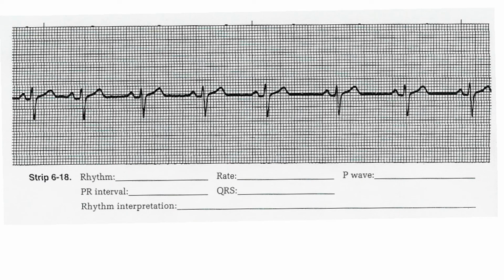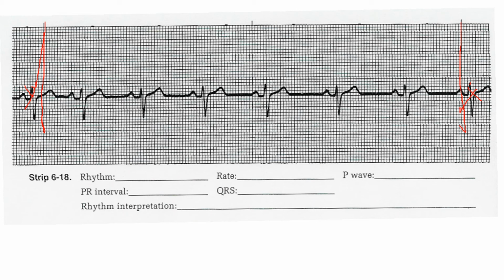On 618, this rhythm is considered irregular. So we would not use the small box conversion table, we would use the 6 seconds. You would count all of the complexes within your 6 seconds. You do not count the first one and you don't count the second one, because we don't count T waves, we only count R waves. So we have 6 complexes in these 6 seconds.